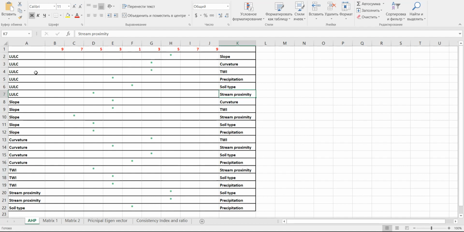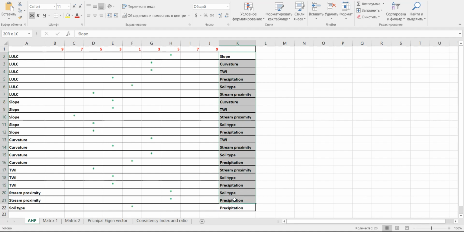Here we have two columns. The first column is just different thematic layers which I created during my previous videos. They are land use, land cover, slope, curvature, topographic wetness index, stream proximity, and soil type.